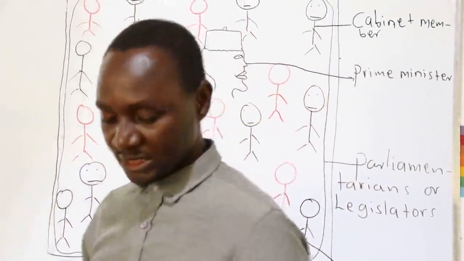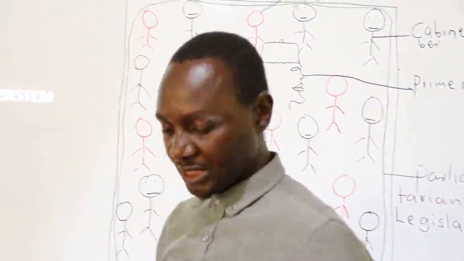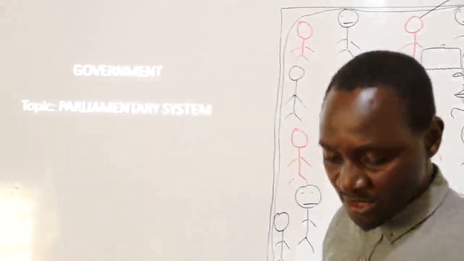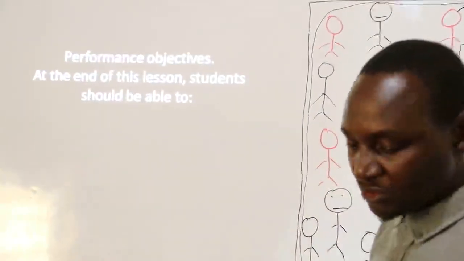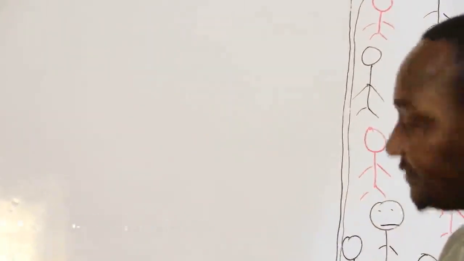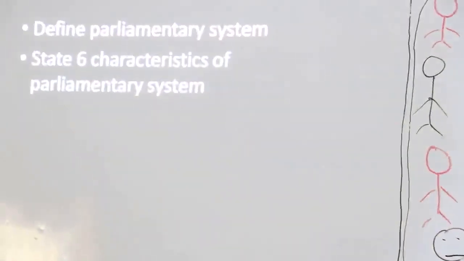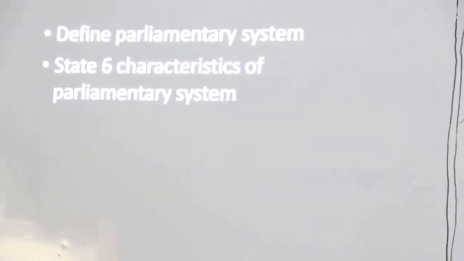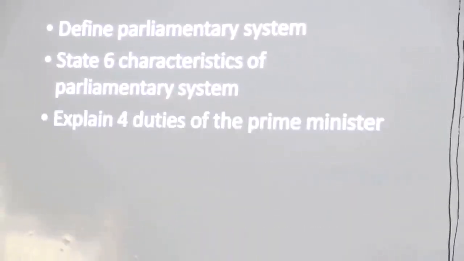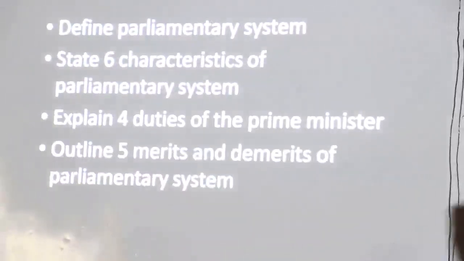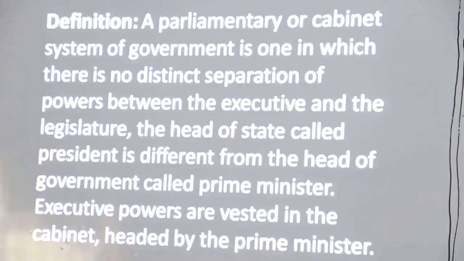Quickly, let's go through the lesson now. Alright, now performance objectives. What we hope to achieve. 1 is to define a parliamentary system of government. 2 is to state 6 characteristics of parliamentary system of government. Students should be able to explain 4 duties of the prime minister, and then they should be able to outline at least 5 merits and demerits of a parliamentary system of government.